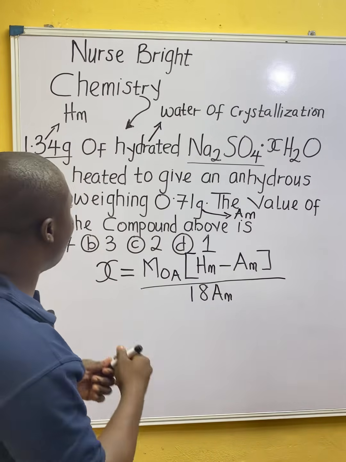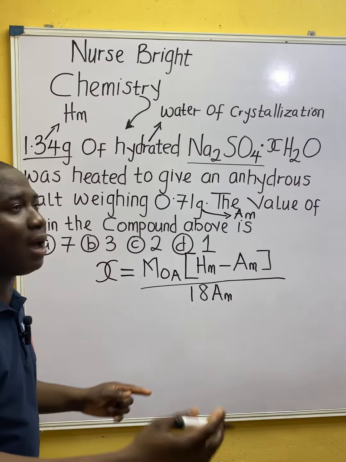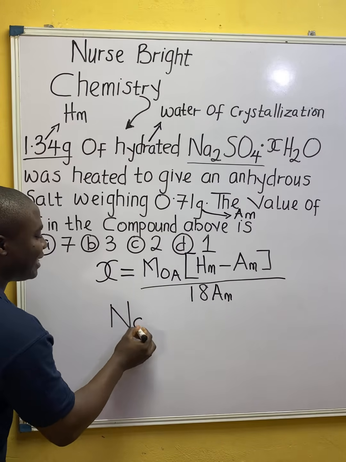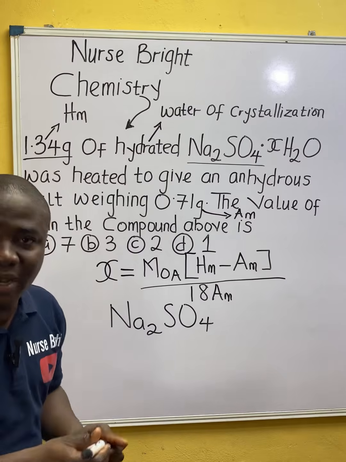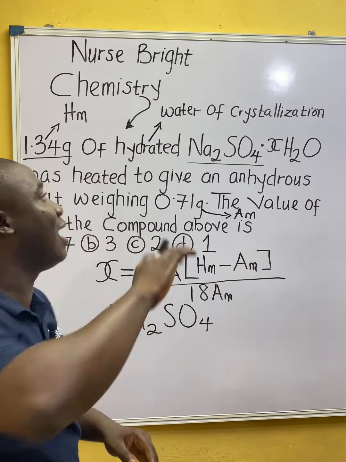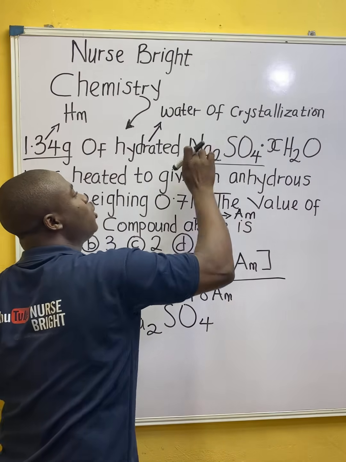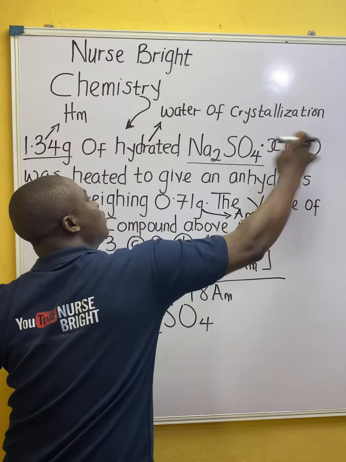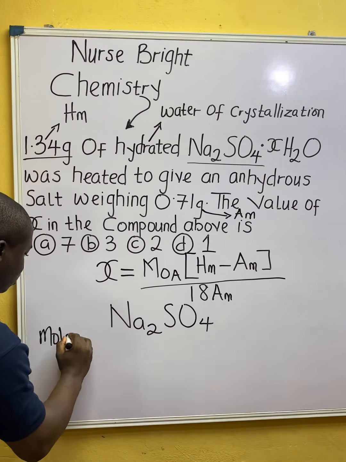Are you there? So moving further, what do we do? The next task is for us to simply calculate the molar mass of the anhydrous compound. So from this compound, let us bring the anhydrous part, and the anhydrous part is Na2SO4. I believe you understand that. An anhydrous compound is a compound without water. So when I stop here and pick just Na2SO4, this is the anhydrous. But if water was added, it's going to be hydrated. So let's quickly calculate the molar mass of this anhydrous compound.